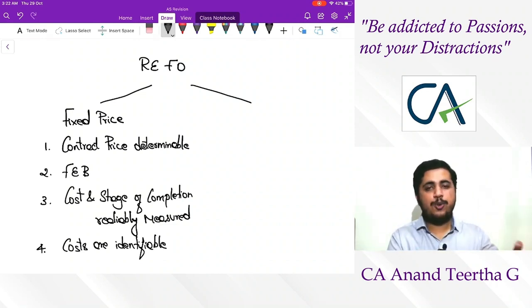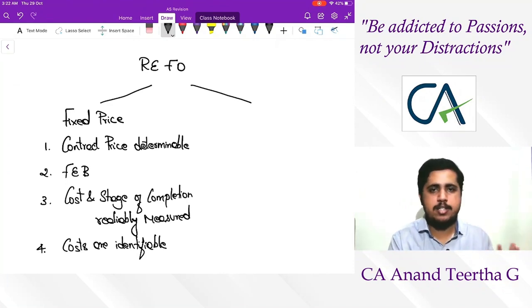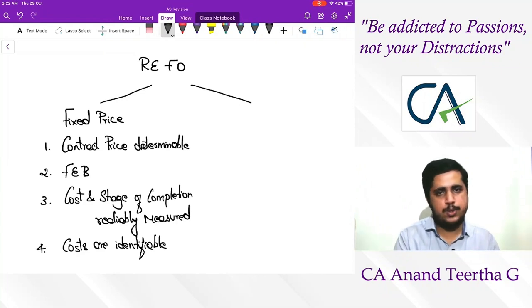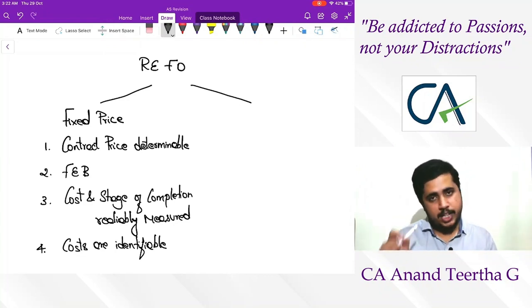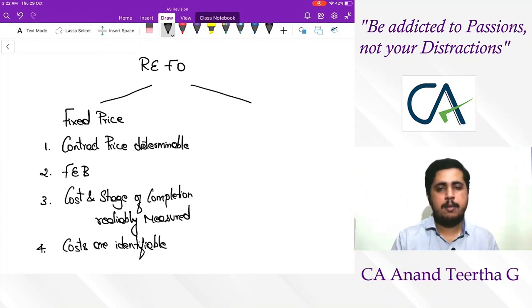Okay, so if these four conditions are satisfied, then you can say that there is a reasonable estimate of the final outcome. So one, price is properly fixed, so both of the parties know what the price is. Second, there is future economic benefit, which means because you are constructing this, the contractee will get benefit and he will pay you the money. So therefore, there is a future economic benefit to the contractor.